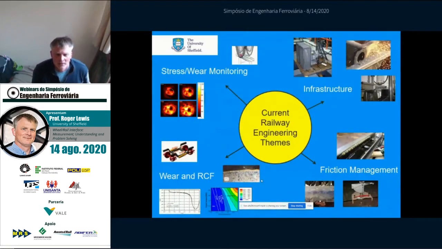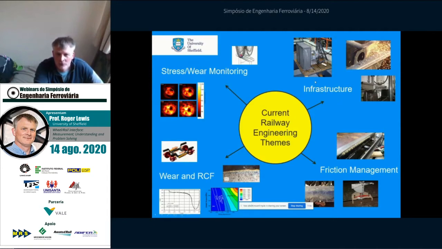So the work we do in railway engineering, certainly within mechanical engineering, falls into 4 different areas, three of which I will cover today. So we have stress and wear monitoring. So this is monitoring of the wheel-rail interface. We're also extending that work at the moment to measure stress in rail, to look at buckling issues.